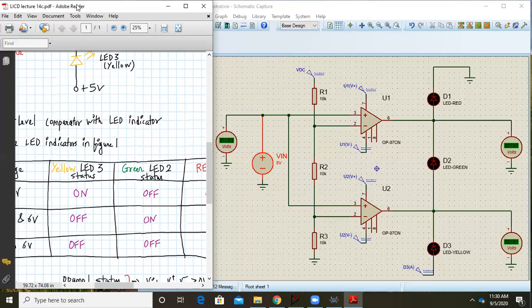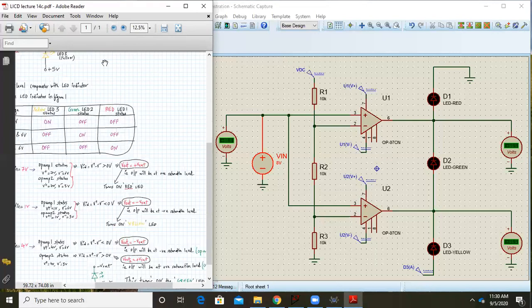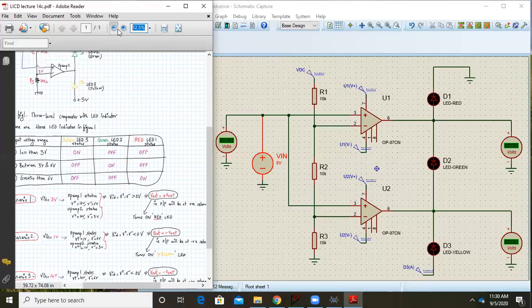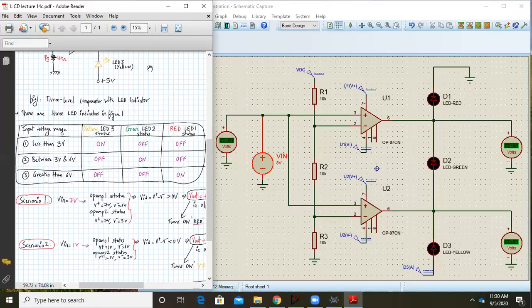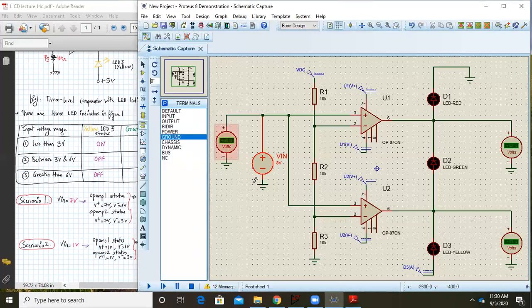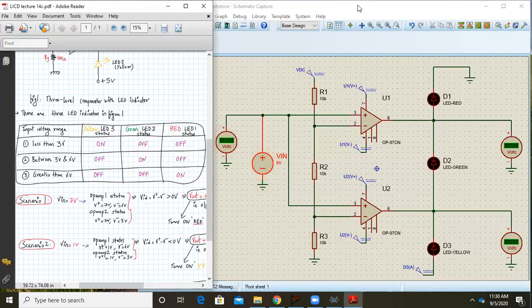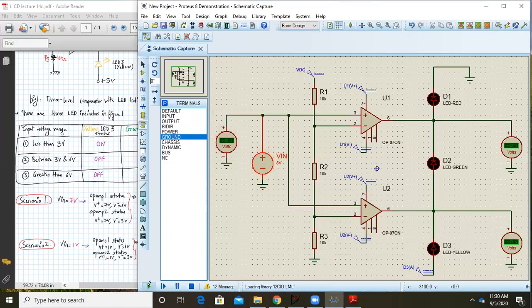So let me minimize this a little. Oh, it's too much minimized. Let me adjust this to 15 maybe. Yeah. As per the table, right now as per the conditions in Proteus, which LED should turn on? Right now we have applied Vin at 8 volts. So the red LED should turn on. So let me simulate this. Okay, as you can see, the red LED is turned on and these are my supply voltages. If you can see clearly, this is plus 13 and this is also plus 13. That means both the op-amps are at positive saturation levels as we have predicted.